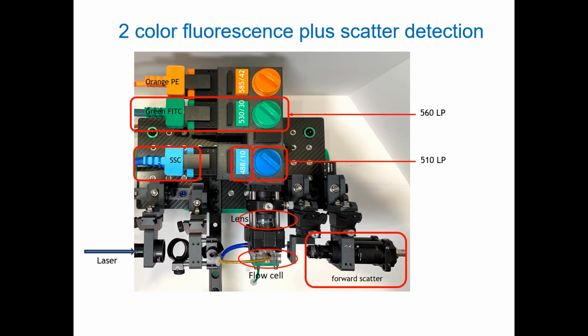Up here, the 560 long pass dichroic sends the green emission that's below 560 to the FITC detector with its 530/30 bandpass. And lastly, the mirror sends 560 and above to the PE detector with its 585/42 bandpass.